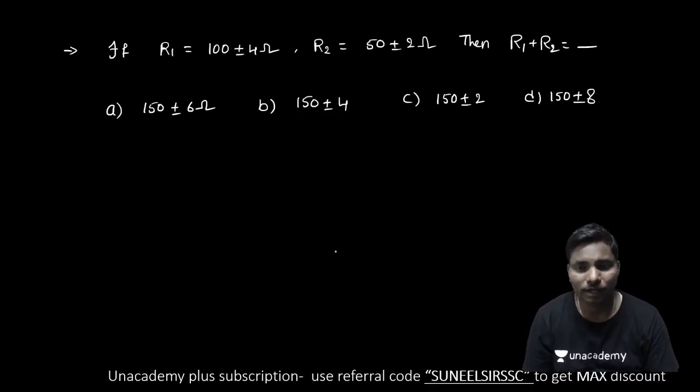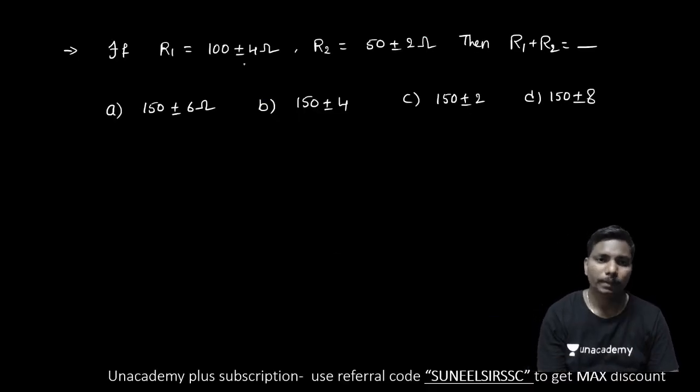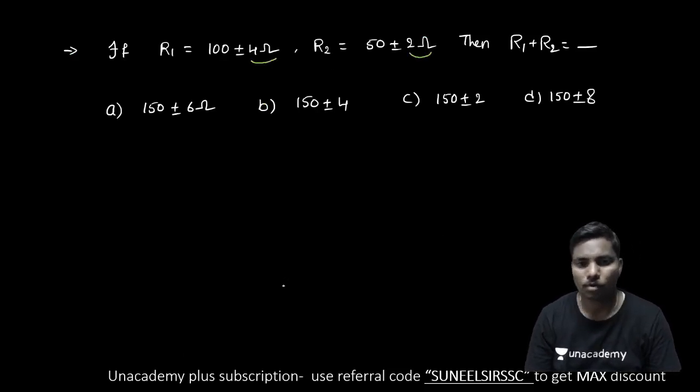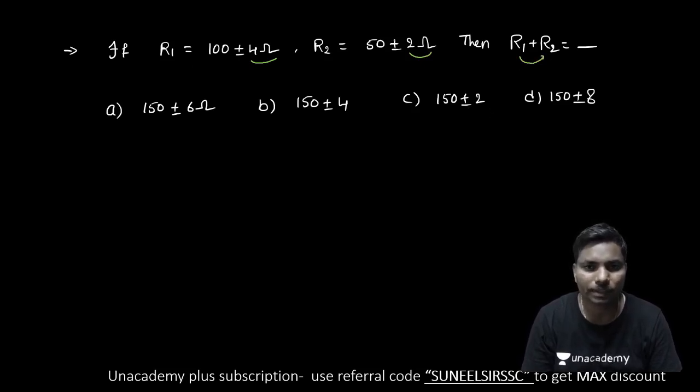Here they have given R1 plus R2. Here plus or minus 4 ohms means it is nothing but like a tolerance or error. Okay, so here they are asking R1 plus R2. We can easily add the magnitudes, 100 plus 50, 150. But here in all the options they have given 150, and the errors are given. So how to add the errors?